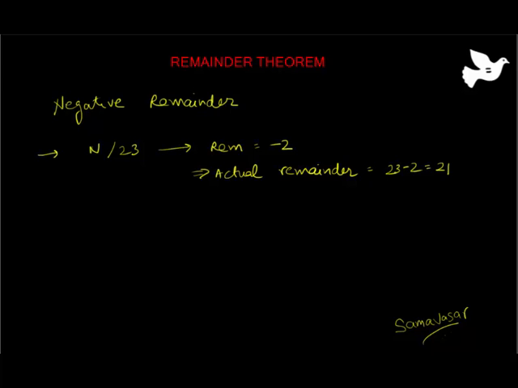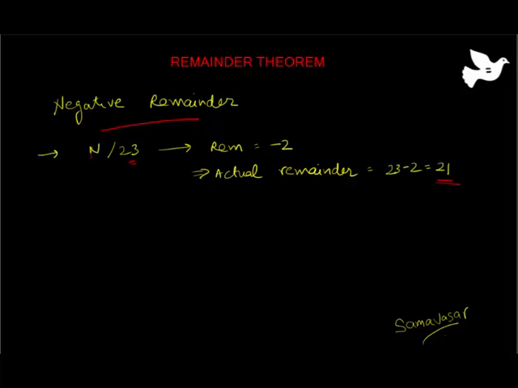Okay, now there's a concept of negative remainder. It will be used in some questions. It's not a very normally occurring phenomenon, but you should know it. Let us say there is n and it is divided by 23, and the remainder comes out to be minus 2. Obviously minus 2 cannot be an actual remainder. To find the actual remainder, you take the divisor and subtract this 2 from it, or you basically add the negative remainder to the divisor, and the answer comes out to be the actual remainder.